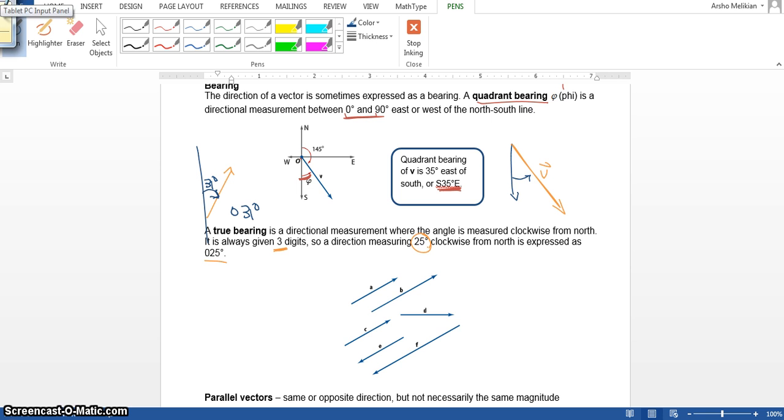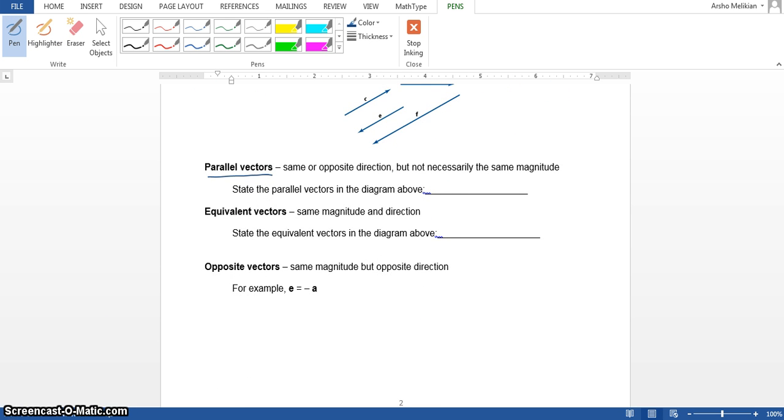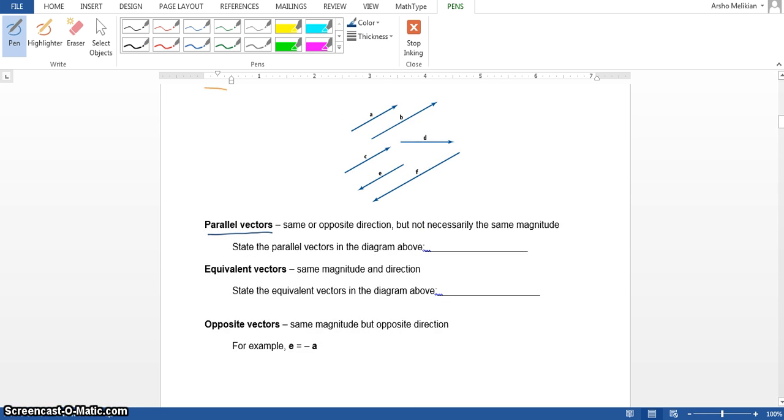Okay. Here we have a couple of vectors. They each have their labels A, B, C, D, and so on. When we talk about parallel vectors, they have either the same direction or opposite direction, but they are not necessarily going to have the same magnitude. So let's find some of the parallel vectors in the diagram. A is parallel to B, and C, and E, and F.